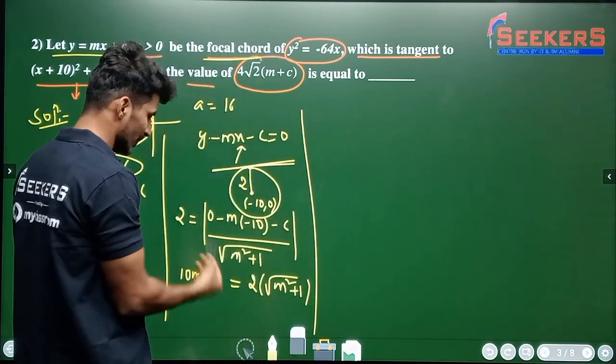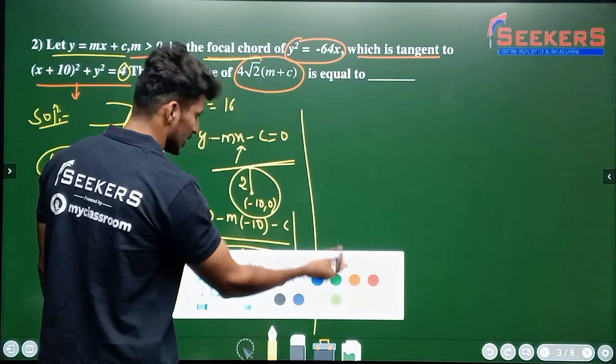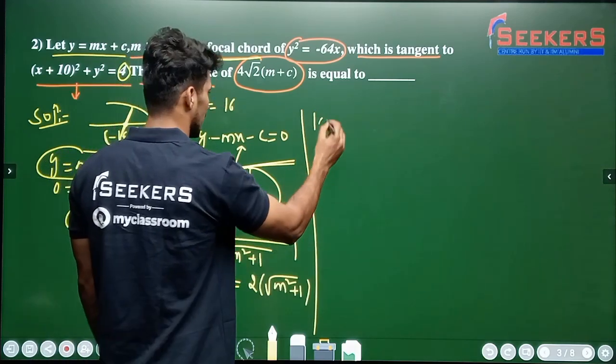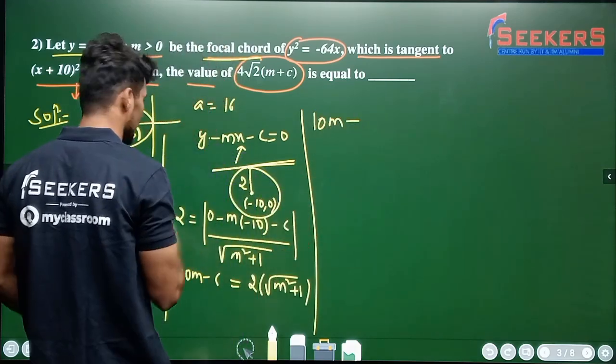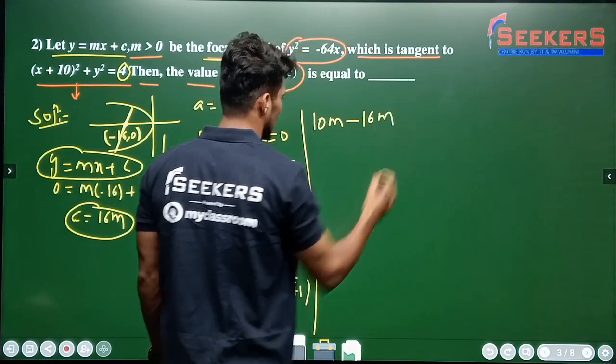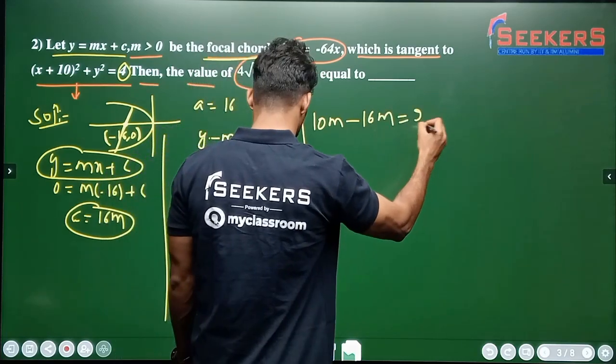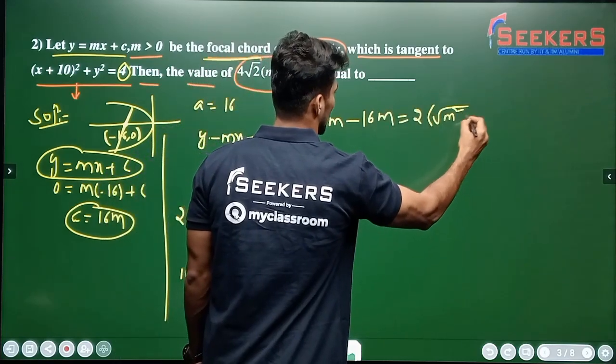Let us substitute the value of c here itself, so why worry about that much? Look at this here. What did I get? 10m minus c. The c value, what did I get here? 16m. Alright, 16m I got, which is equal to 2 times the square root of m square plus 1.